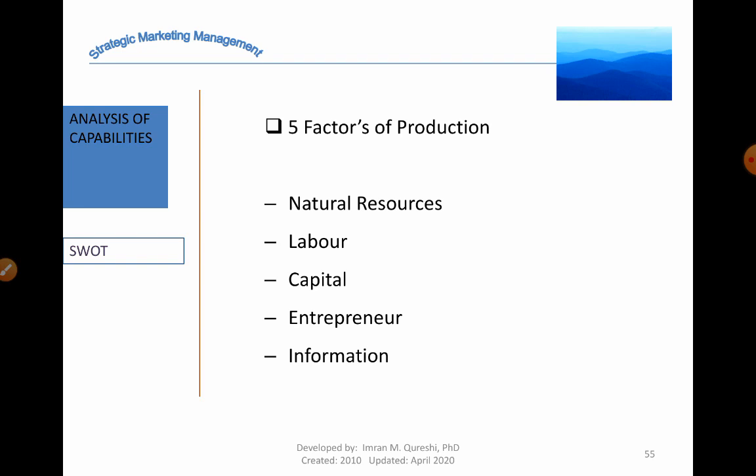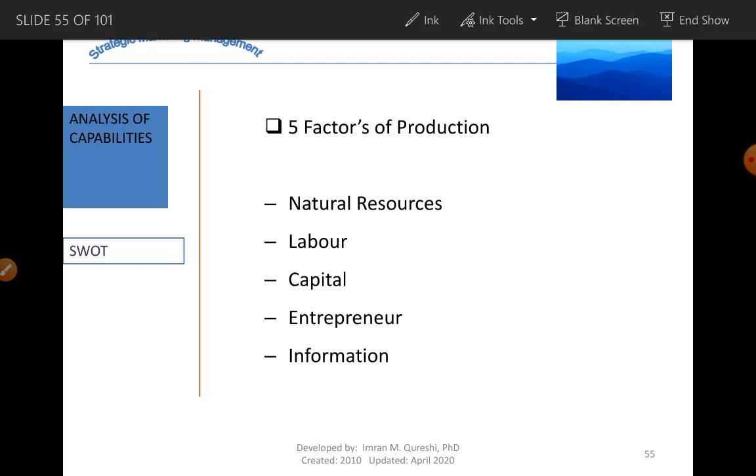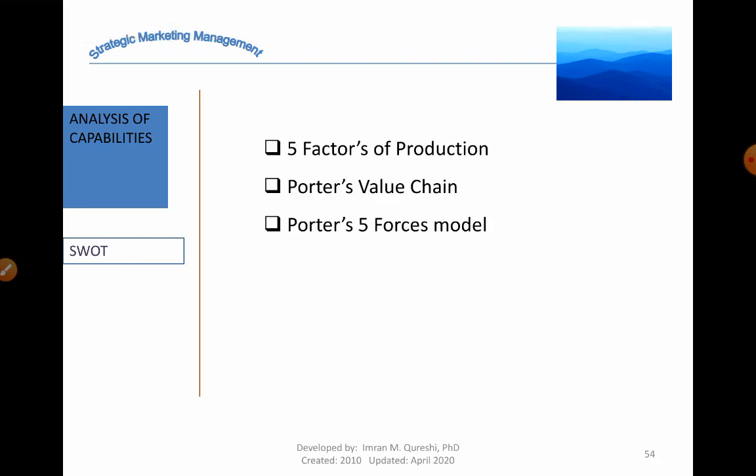Now, analysis of capabilities, again, we have a lot of different formats that are available, but the best and the most practiced one is the SWOT analysis. As you already know, you've already studied this. SWOT analysis is identifying the strengths, weaknesses, opportunities, and threats. There are two sections to it. You have strengths and weaknesses, which are internal focus, and opportunities and threats, which are external focus.